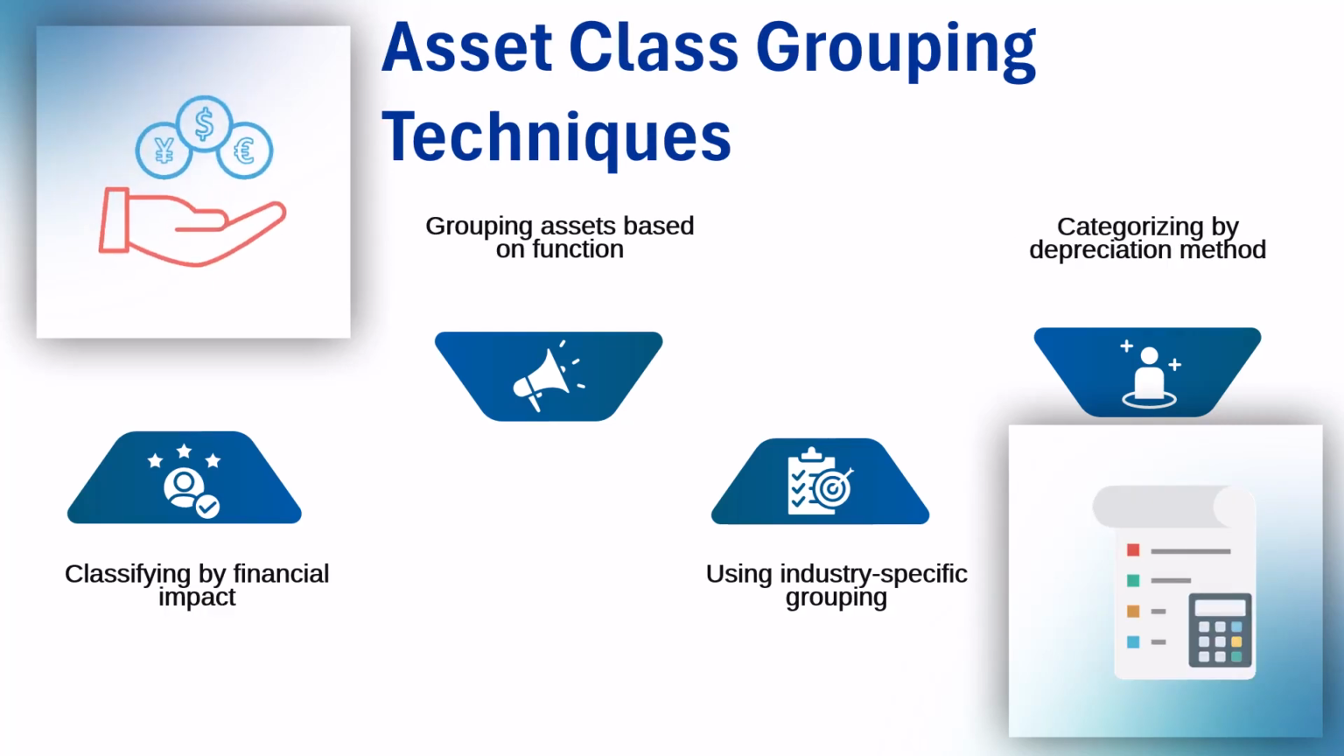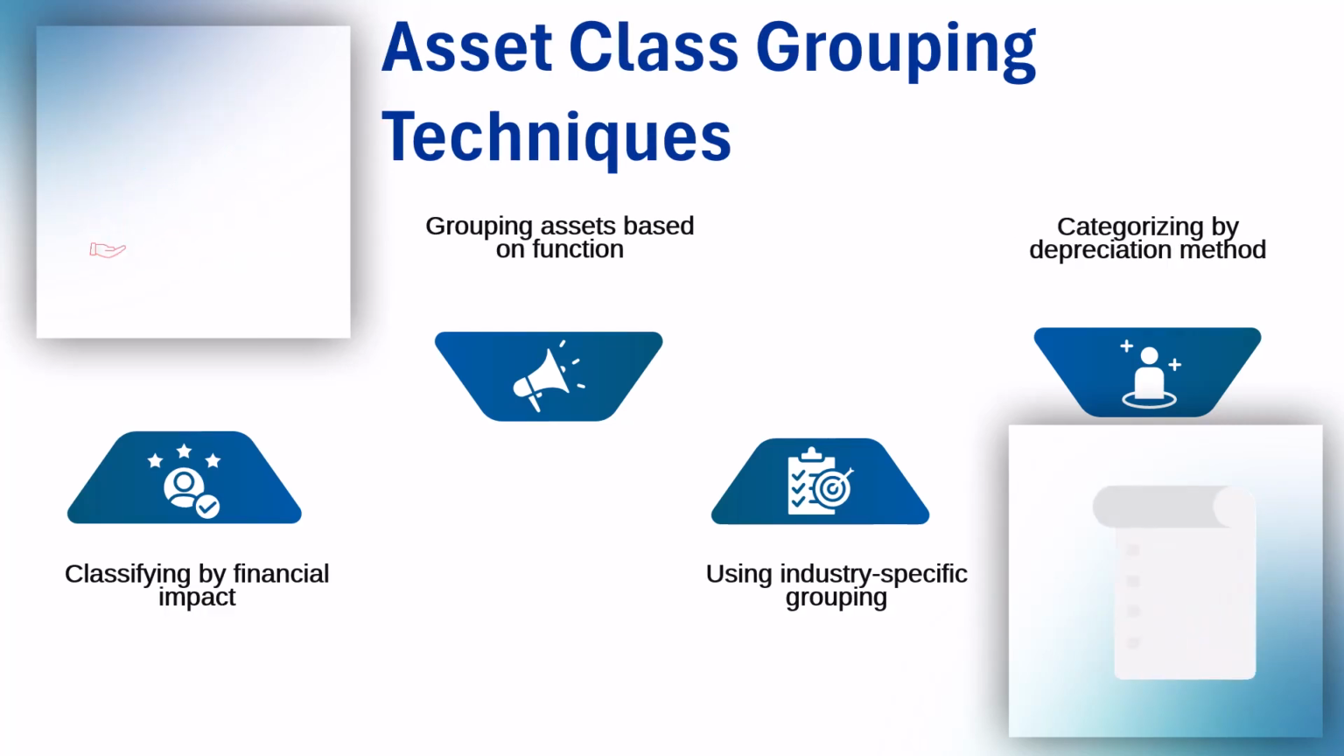All right, folks, ever tried sorting socks? Grouping asset classes is kind of the same, just with bigger stakes. First, we classify based on functionality. Because, trust me, mixing up machinery and office supplies isn't ideal. Then comes depreciation methods, because some assets age gracefully, others not so much. Financial impact matters too, especially for budgeting and industry-specific grouping. Well, no two businesses are identical, unless they're competing coffee shops.